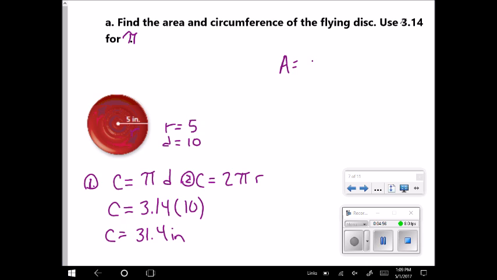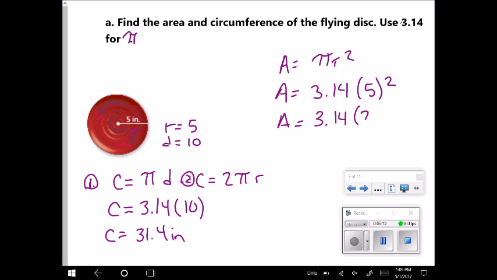Area, remember, is pi r squared. So we're going to use 3.14. Our r is 5, and we're going to square that. So 5 squared would be 5 times 5. Okay? 5 times 5 is going to give us 25. And we're going to multiply that by pi. We get 78.5 inches squared this time. So make sure you have this written in your notes. If you need to pause, that's fine.